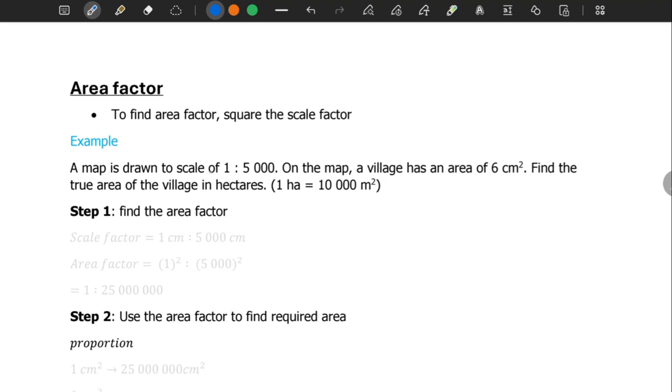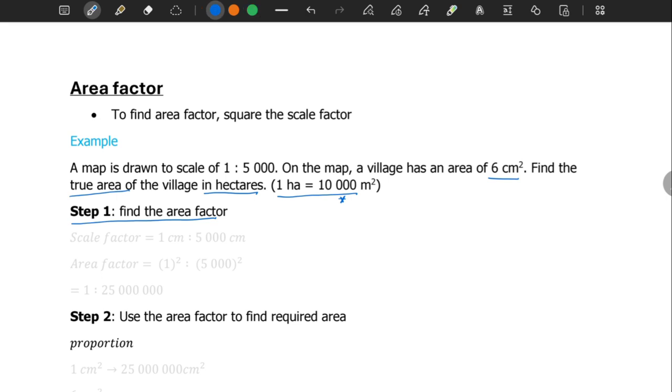A map is drawn to the scale 1:5,000. On the map, a village has an area of 6 centimeters squared. Find the true area of the village in hectares. Note that 1 hectare is 10,000 square meters. You might have to know this. I'm not sure if it's always given in an exam context, but it's something that you have to remember. So step 1 says, let's find the area factor, right?